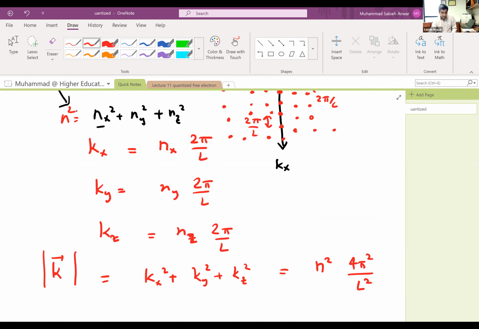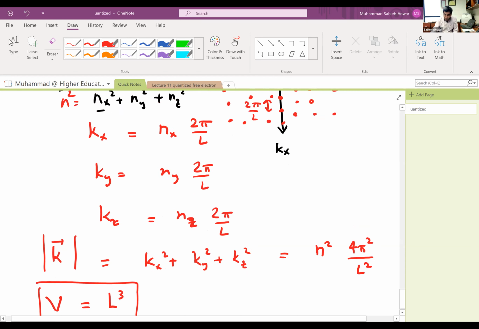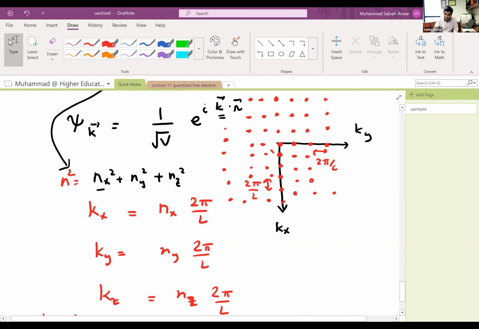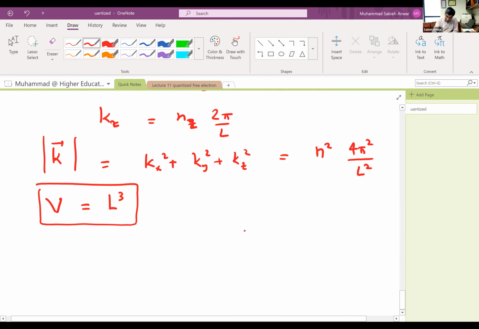So if you're in 3 dimensions, and we have a volume of a solid which is L cube, I would have a 3-dimensional grid. So let me try to draw this grid in perspective.